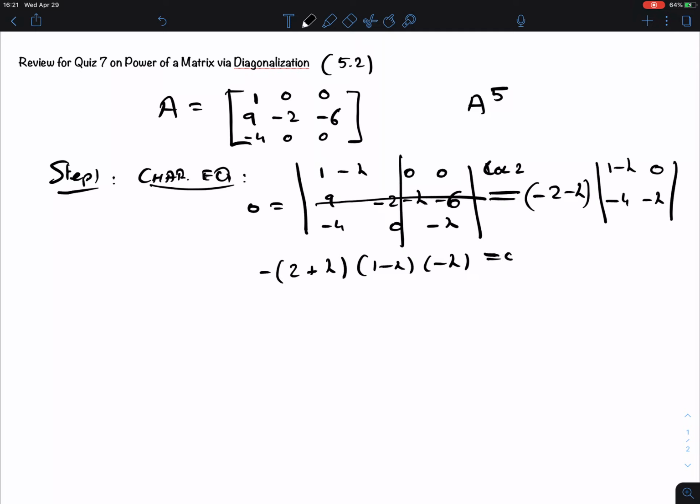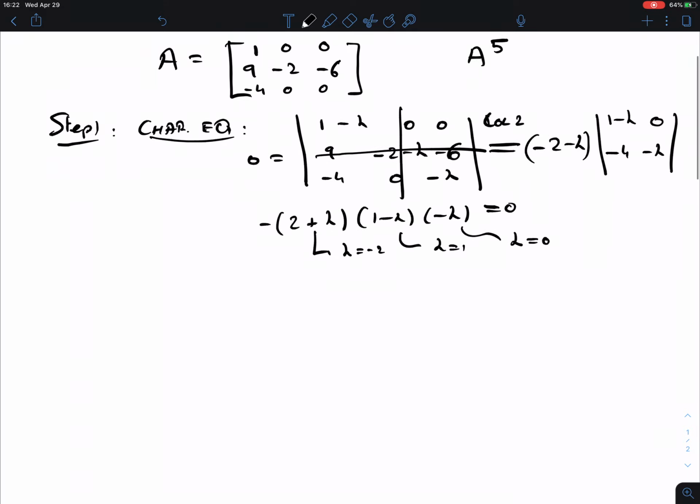Okay, so if we put this equal to 0, this gives me lambda is negative 2, lambda is 1, and lambda is 0. So this is a case where we have actually 3 different eigenvalues, and where we know for sure that we are able to diagonalize, okay? But just knowing that you can do it is not doing it, right? So we have to do it.